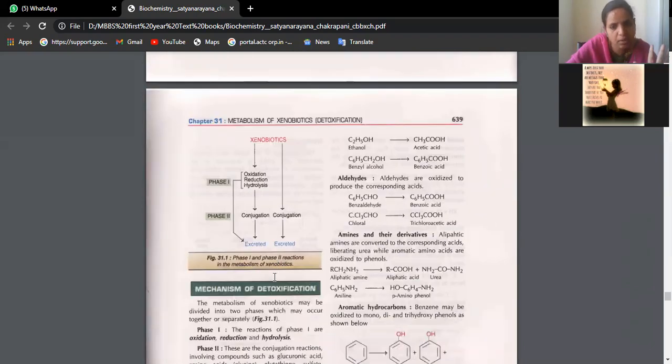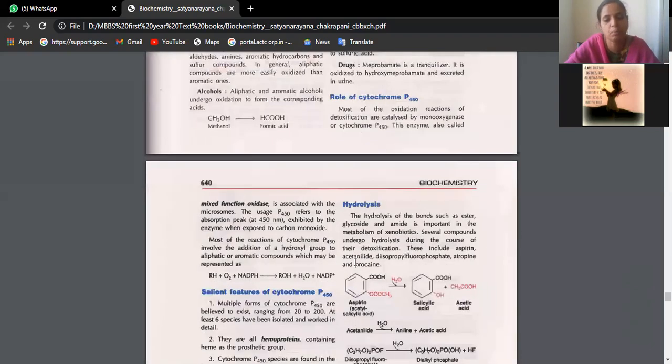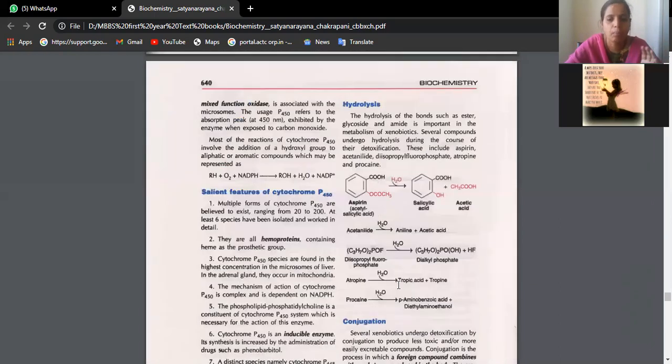Now hydrolysis, you just give examples wherever a water molecule is added to detoxify the poisonous end substances of our body. For example, acetanilide, a toxic end product during our metabolic activities, is converted to aniline and acetic acid when water is added. Similarly, isopropyl fluorophosphate is converted to dialkyl phosphate. Atropine is converted to tropic acid and tropine. Procaine is converted to para-aminobenzoic acid and diethylaminoethanol. So these are examples of hydrolysis.